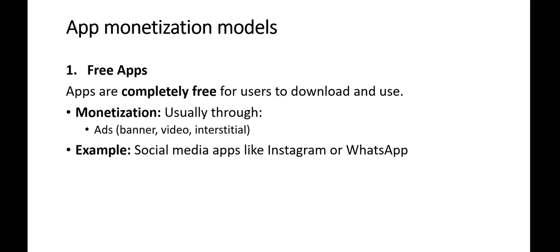Examples are social media apps like Instagram or WhatsApp. Free apps are completely free for users to download and also use, but monetization is achieved just through ads. Sometimes we can't skip the ad, and sometimes it shows some time before you can skip the ad. So monetization is achieved through ads like banner, video, or interstitial. An example of a free app is social media apps like Instagram or WhatsApp.